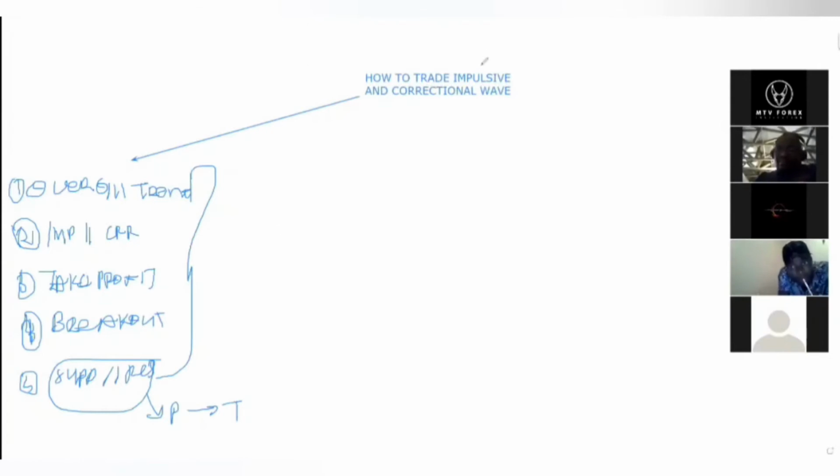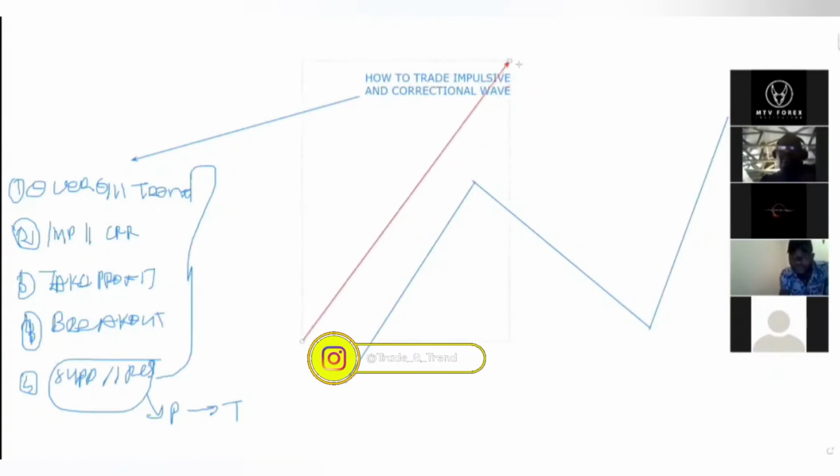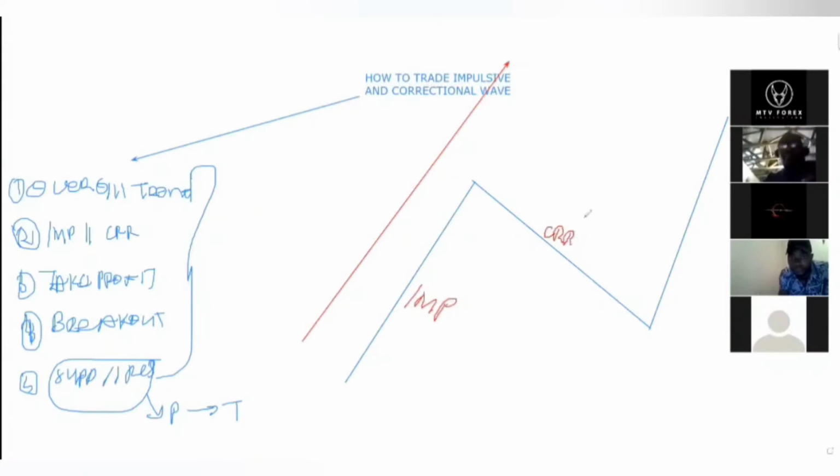So let's get into business now. As you can see here, we have a beautiful zoom like this, then we have a zoom like this. What you do is identify the overall direction of the market. Where is the market going? It's moving to the upside. You understand? After that, you identify your impulse and correction. This is your impulsive movement, and this is your correction movement. You understand?